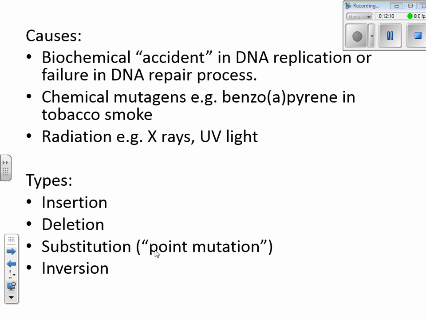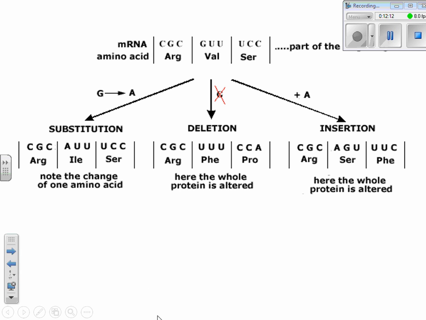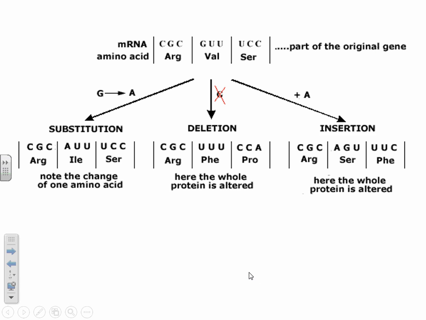Right, if we have a look at the effects of some of these types of mutation then. Let me just park that out of the way. If we've got a little section of a gene, and you realise genes are probably thousands of bases long, a small section there that gives us an amino acid sequence of arginine, valine, serine. We've got 3 of the possible mutations, and the one that we haven't got is that inversion because it is very rare.